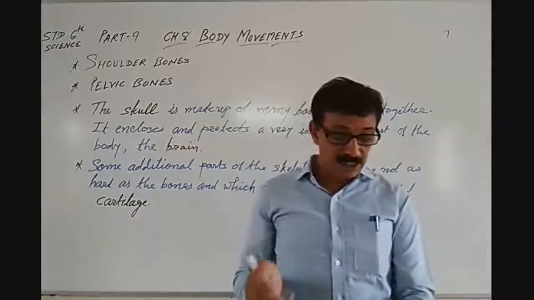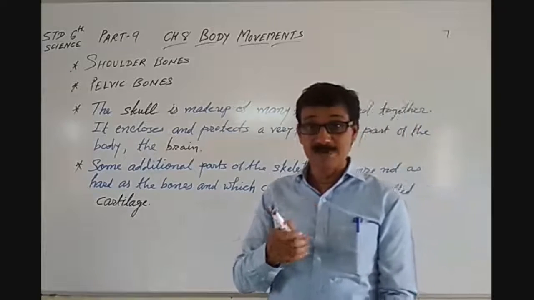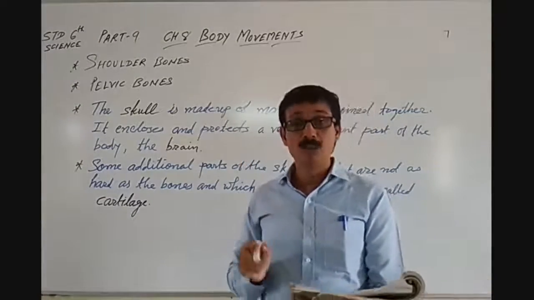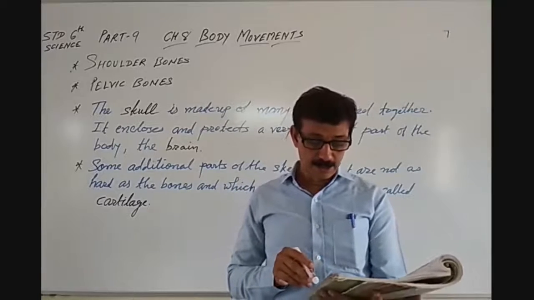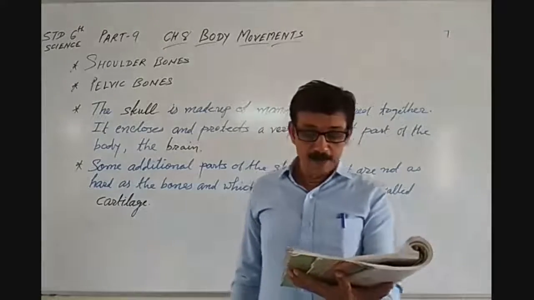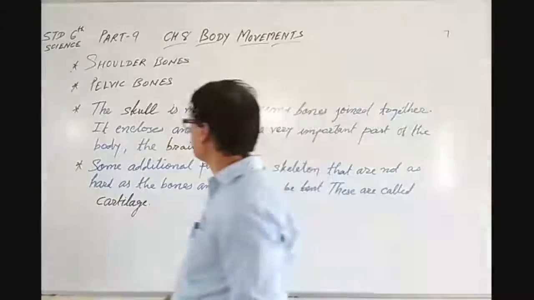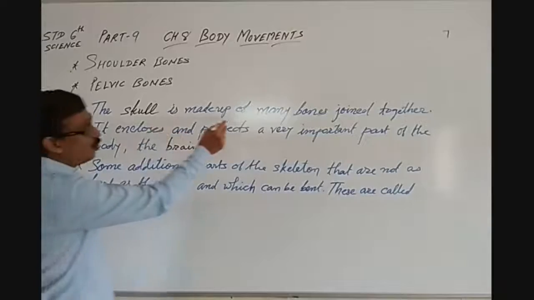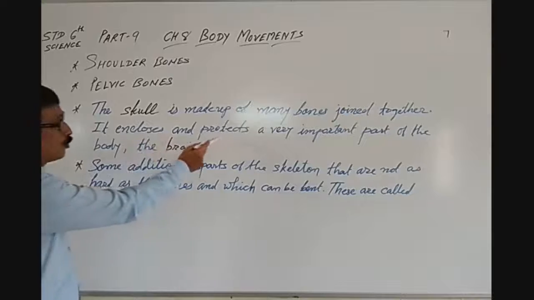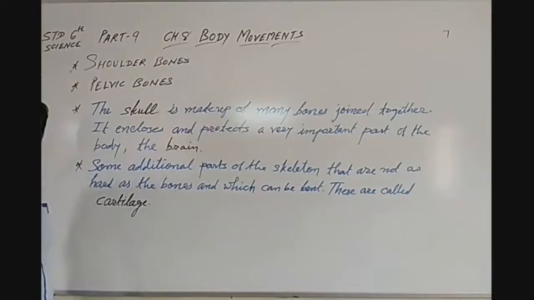Then the skull is made up of many bones joined together. Now we will discuss the skull. The skull is made up of many bones joined together. In figure 8.14, you can see that it encloses and protects a very important part of the body, the brain. This skull is made of many bones joined together. It encloses and protects a very important part of the body, the brain.